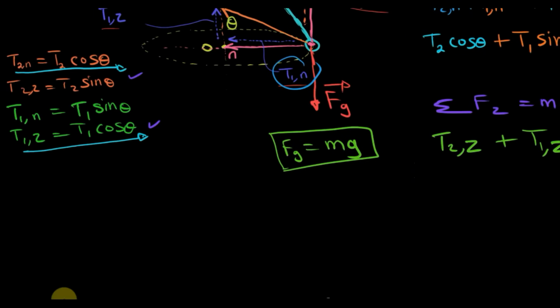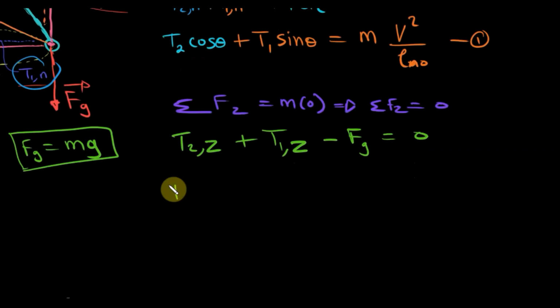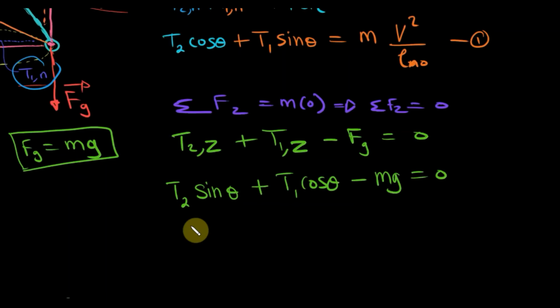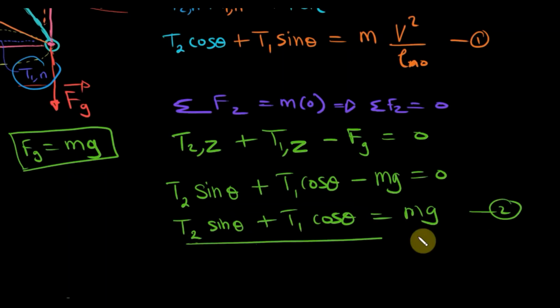What is T2Z? T2Z is T2 sine theta. We have T2 sine theta plus T1 cos theta minus mg, everything is equal to 0. Therefore, T2 sine theta plus T1 cos theta is equal to mg. This is our equation 2. So from these two equations, we make T1 the subject of the formula and then equate it to T2 and solve for V. Once we get our V, we'll be able to get our tension. Therefore, we'll solve the problem.